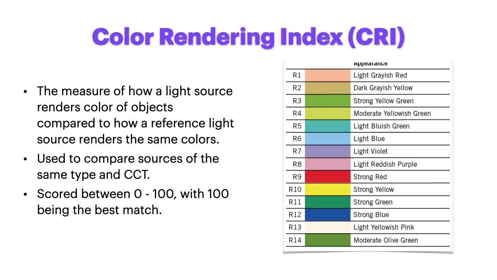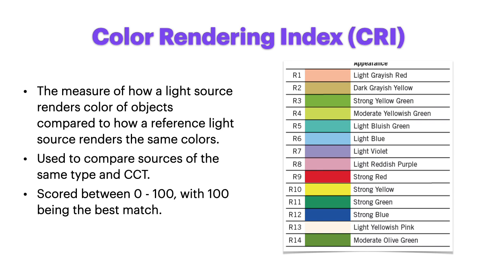Color Rendering Index, or CRI, is the measure of how a light source renders color of objects compared to how a reference light source renders the same colors. It is used to compare sources of the same type and CCT.